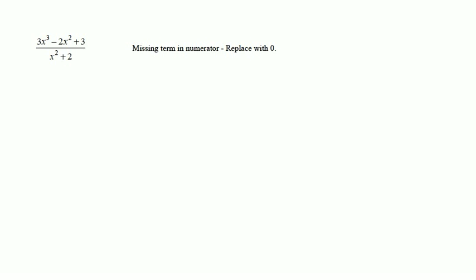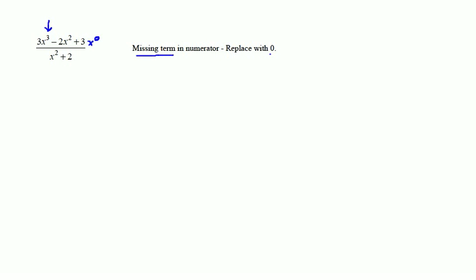Polynomial division with a missing term. In this example, this is a degree 3 polynomial divided by a degree 2 polynomial. We're really going to look at the dividend first. We see this is degree 3, the next term is degree 2, and then we go straight to a degree 0 term after that. So that missing term that we're referring to is the x to the power 1 term.